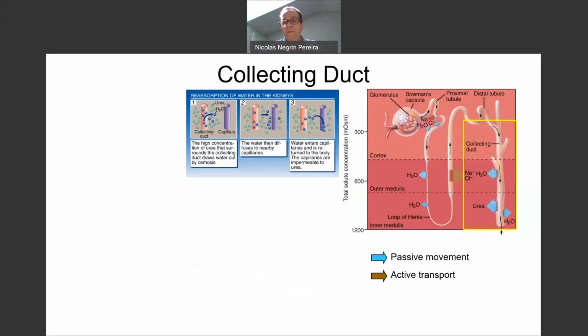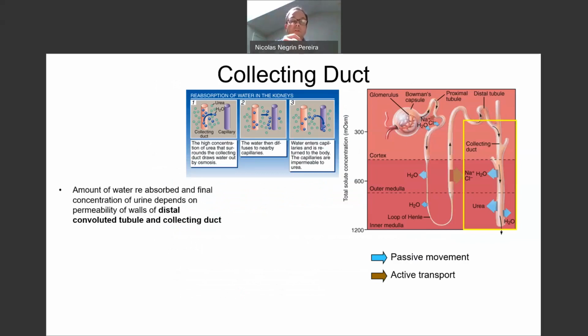Now is the time to see the collecting duct. The high concentration of urea that surrounds the collecting duct will draw more water out of the duct by osmosis. Then the water will get into the capillaries and will be taken away by the circulation. So again, we see that the amount of water reabsorbed and the final concentration of urine will depend on the permeability of the walls of the distal convoluted tubule and the collecting duct.